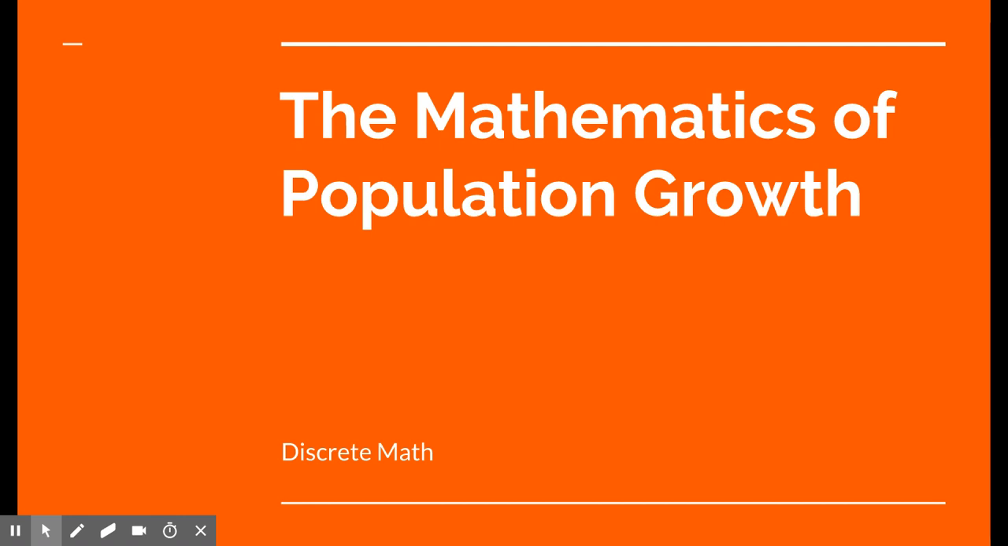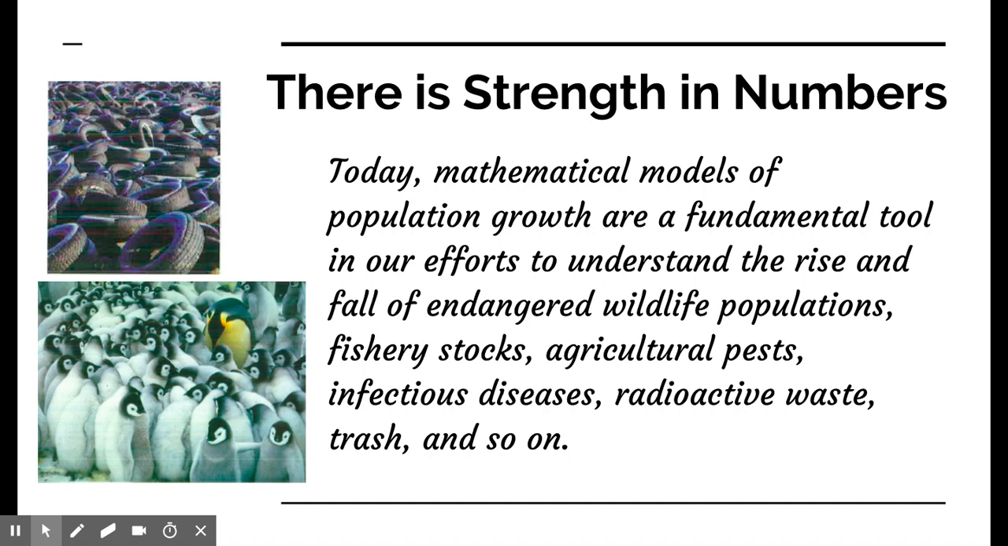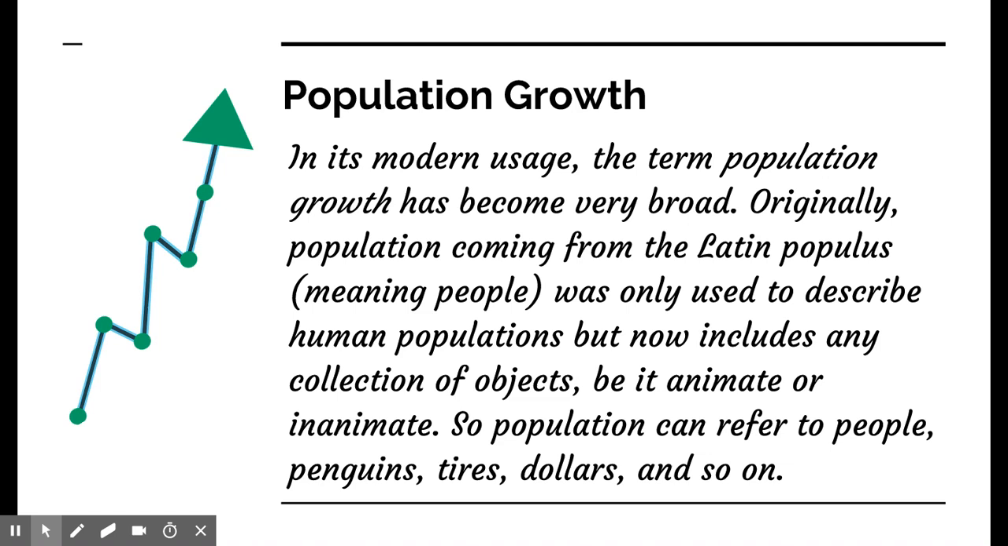So in this chapter, chapter 10, the mathematics of population growth, we are going to start by exploring some of the vocabulary and how it's used. Population growth not only refers to human populations, but can be used to address animal populations. It can be used to count the increase or decrease of garbage populations, and so on. The phrase population growth has become very broad in its use. Originally from the Latin populus, meaning people, it was intended for human populations, but now we use it to describe money increasing or decreasing. We use it to describe garbage, animals, and so on.